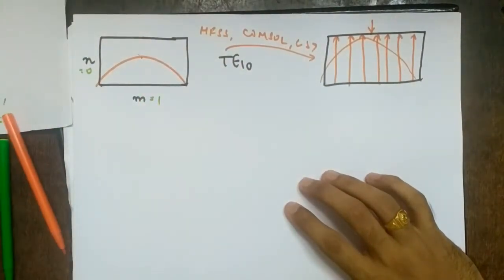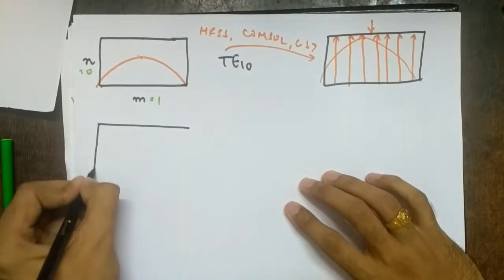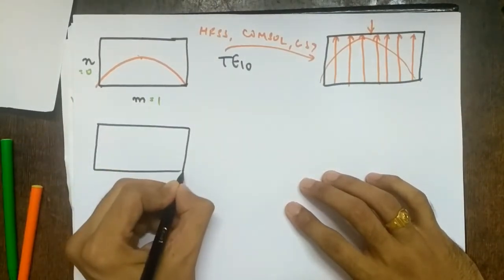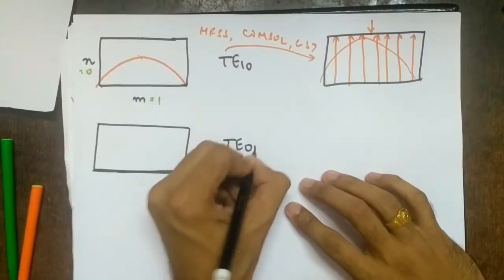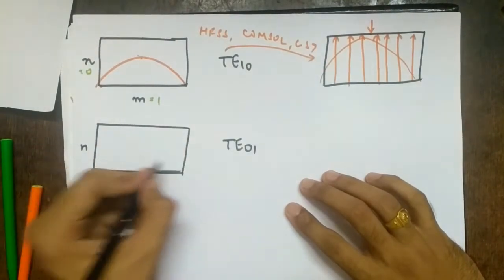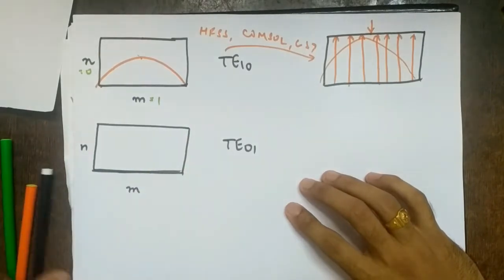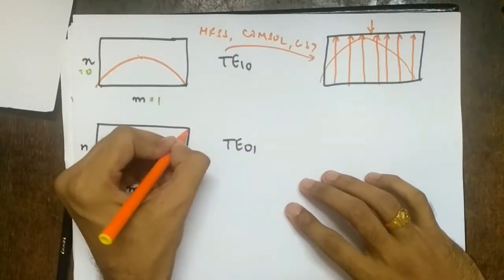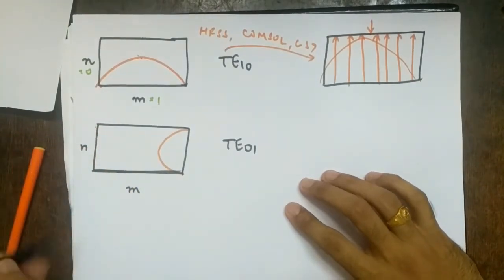Next, let me take the TE01 mode. How will it look? Again, I have a rectangular waveguide, and I want to draw TE01. Again, this is M, this is N, right? 01 means the number of half cycle variations in M is 0, so nothing should be drawn here. What is the number of half cycle variations in N? They are like this, right? If you want, you can draw here also. It's one and the same thing.